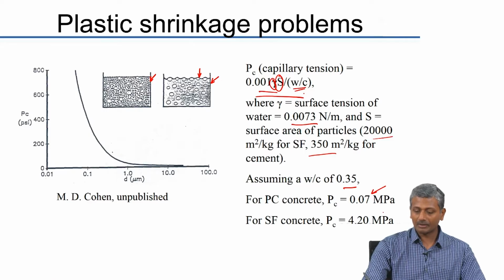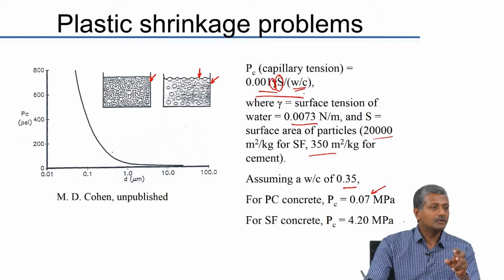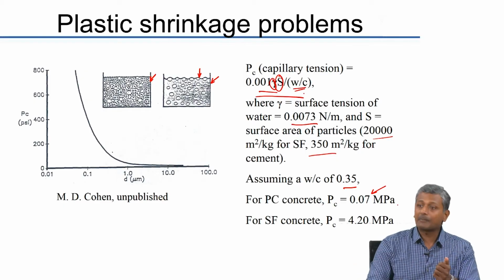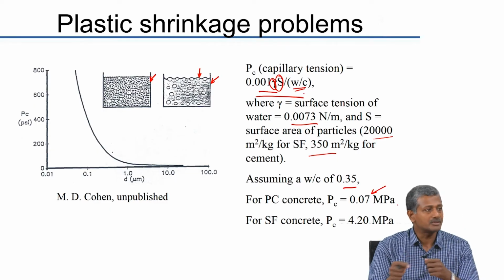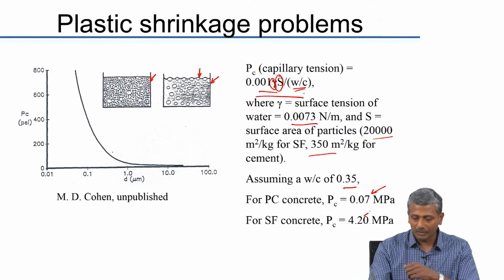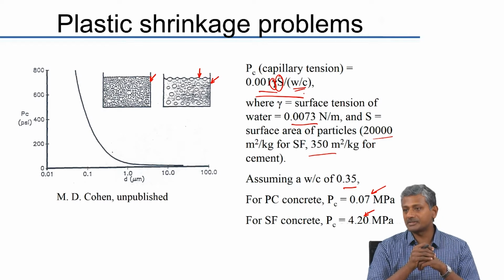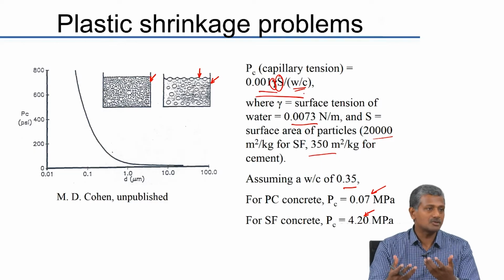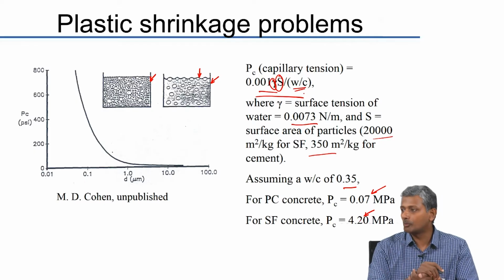For cement, it is 0.07 megapascals. That means if you make a concrete with plain cement, your plastic shrinkage related capillary pressure which is caused when you dry the water from between the particles is less than 0.1 megapascal. So, very small pressure. So, it is not resulting in any cracking. With silica fume, the same capillary pressure rises to about 4 megapascals. Now, obviously in the fresh state, or when concrete is in a semi-solid state, it is simply not going to have enough resistance to resist this kind of a stress, 4.2 megapascals.